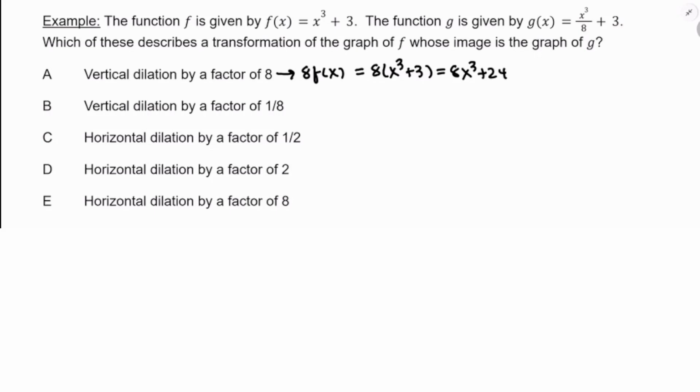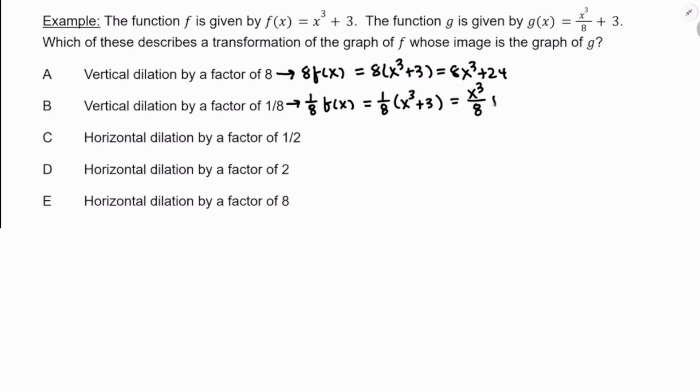Okay, a vertical dilation by a factor of 1/8. Same thing. Multiply the whole thing by 1/8. And that's why this one isn't going to work, because I would need to multiply just the x cubed by 1/8.